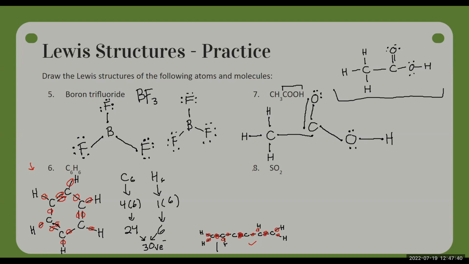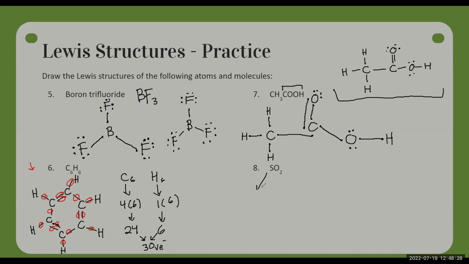And this final question, we have number 8. This is going to be SO2. So this is going to be sulfur dioxide. So you can try this one out, and I'm going to go over it in a moment. So sulfur dioxide is going to have 2 structures that I can probably think of. They're both going to be technically the same.